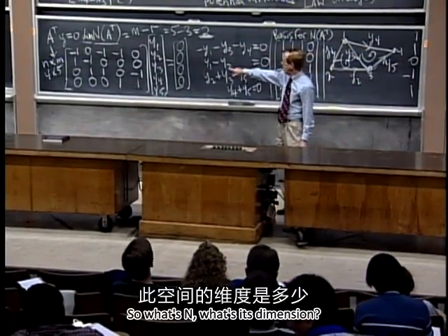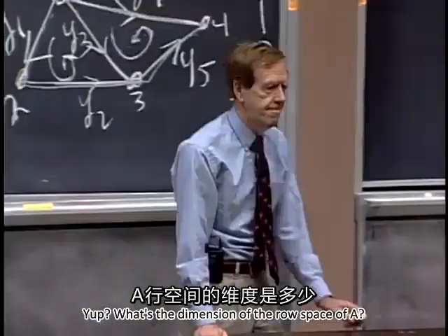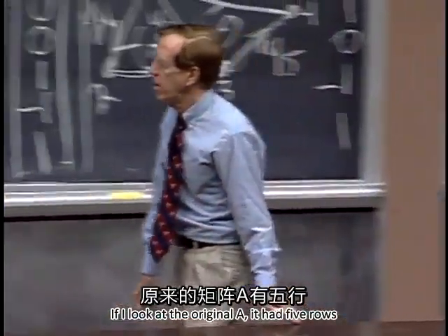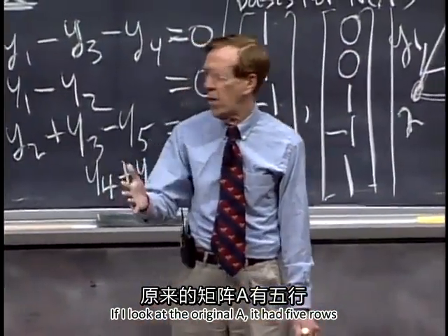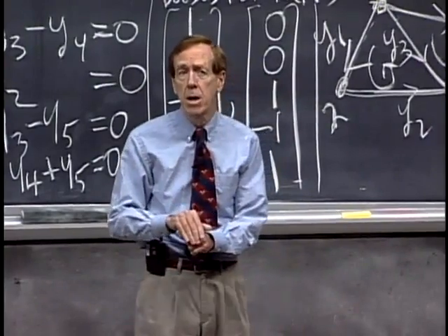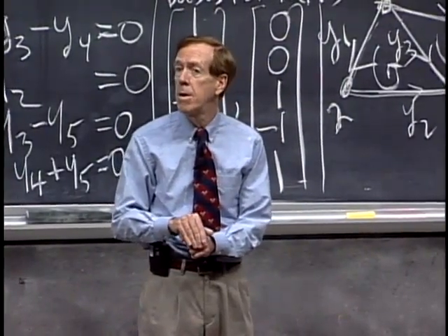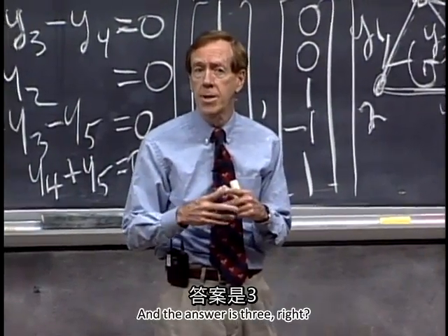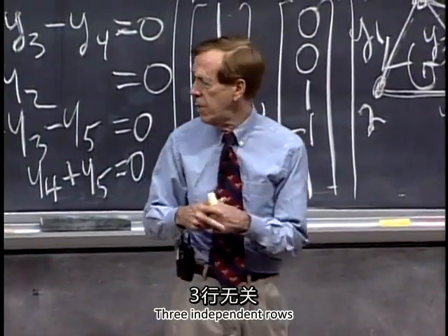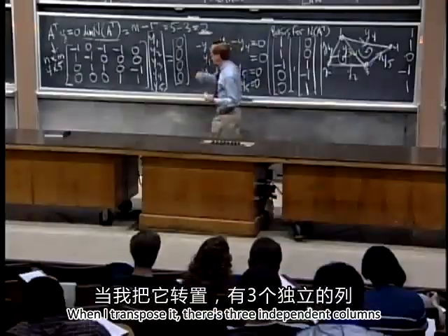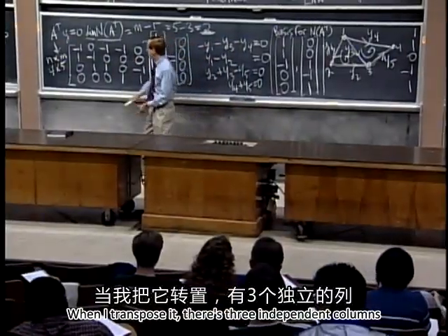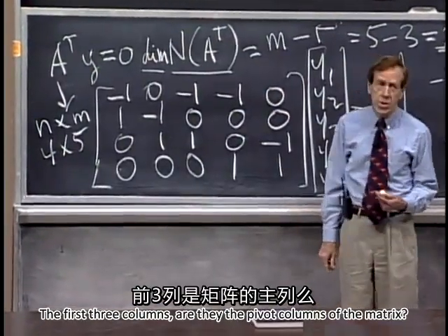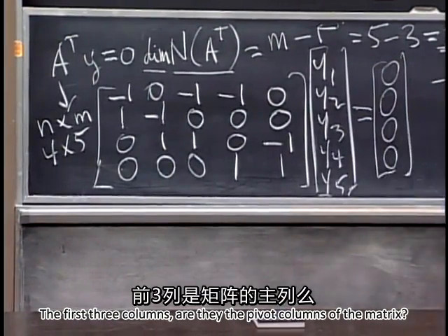So what's its dimension? What's the dimension of the row space of A? If I look at the original A, it had 5 rows. How many were independent? I guess I'm asking you the rank again, right? And the answer is 3, right? 3 independent rows. When I transpose it, there's 3 independent columns. Are those columns independent, those 3? The first 3 columns, are they the pivot columns of the matrix?